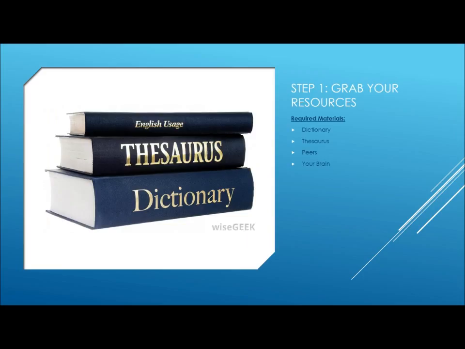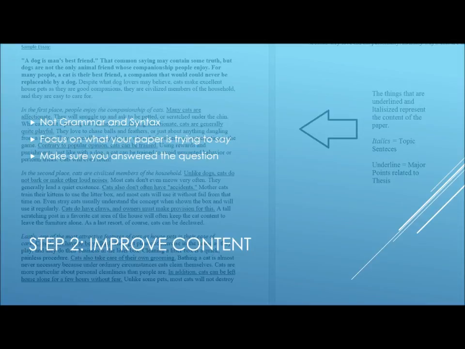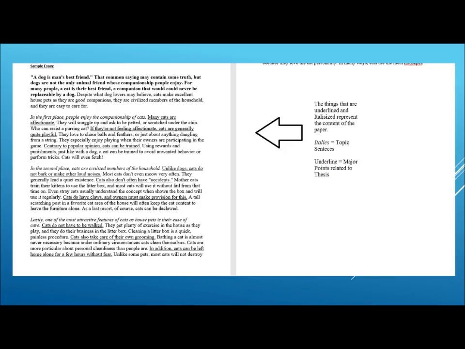Step 1 is to grab your resources. Grab your dictionary and thesaurus. Step 2 is going to be improving the content of your essay. Before focusing on the grammar and syntax of your paper, make sure that you've got the correct amount of content, and the right context for that matter. There's nothing worse than editing a paper that isn't even a solid answer to the prompt given.